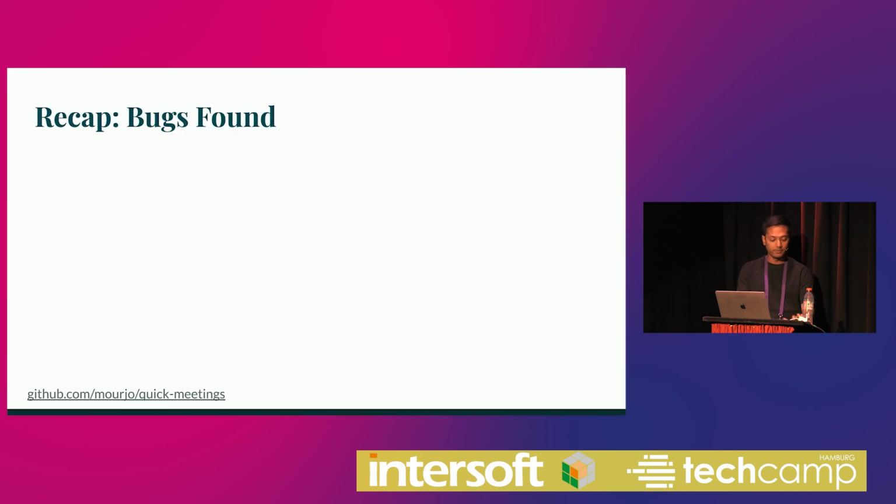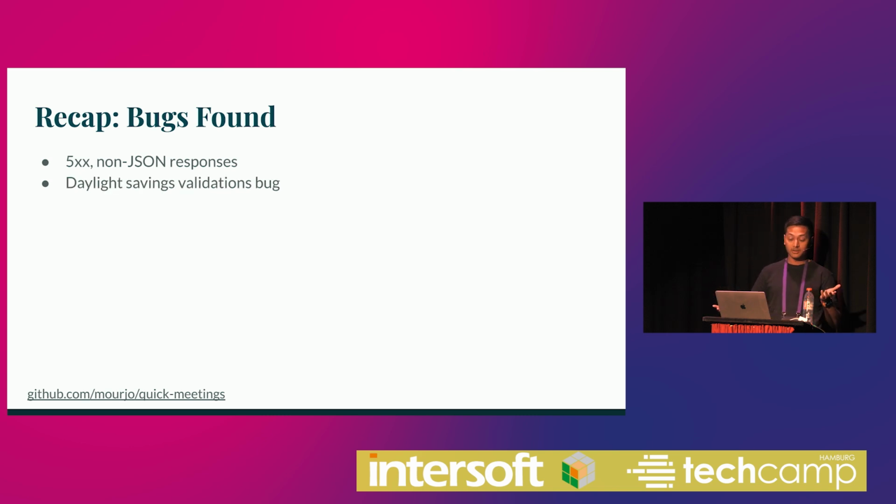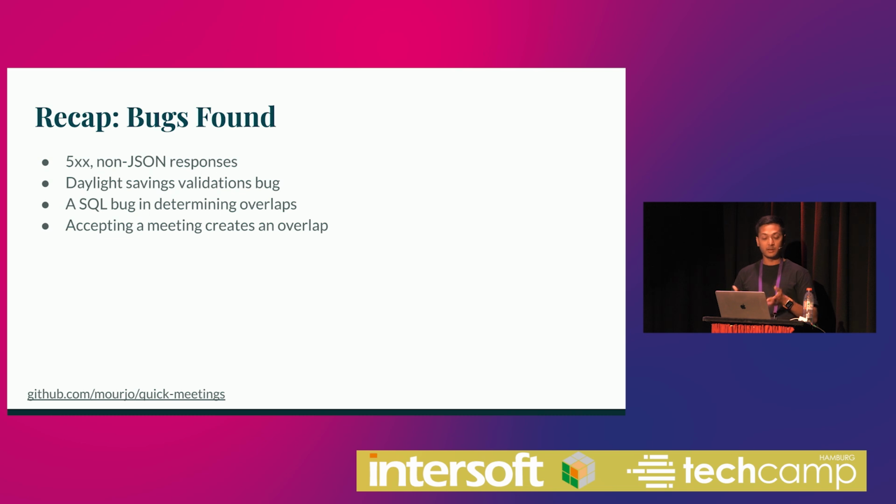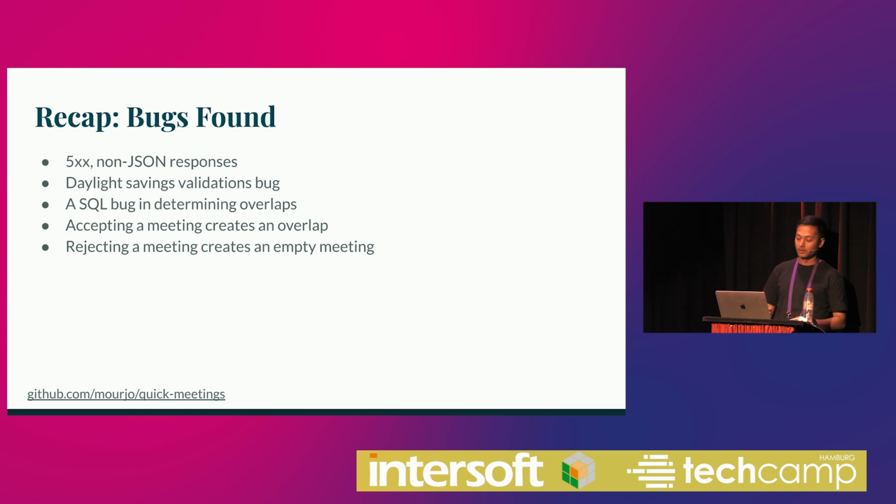So what did we see so far? We saw that there was a bug with 500s. We returned 500s to users just because we did not take care of null pointers. We sometimes return non-JSON responses. We got a bug with daylight savings, which breaks my mind every single time. A SQL bug in detecting overlaps, 1 case out of 4. We saw that accepting a meeting can still create an overlap. Interleaving actions can sometimes behave in weird ways. We modeled that, and the system found some bugs. And we found that rejecting a meeting can create an empty meeting, which is not a good thing.